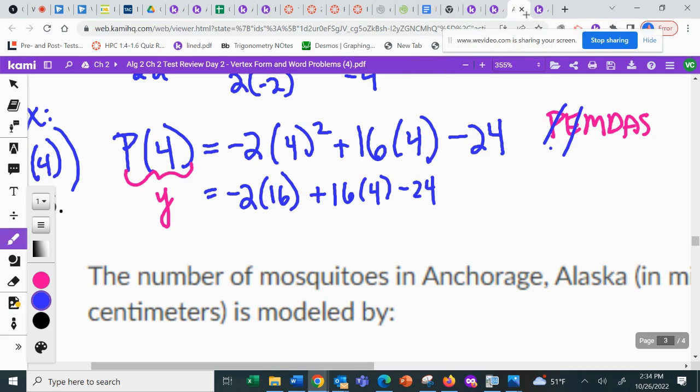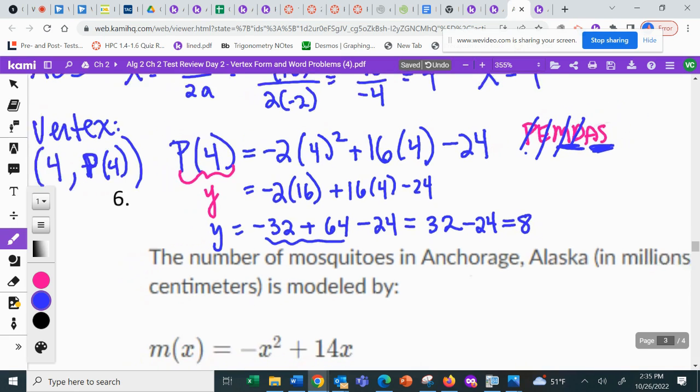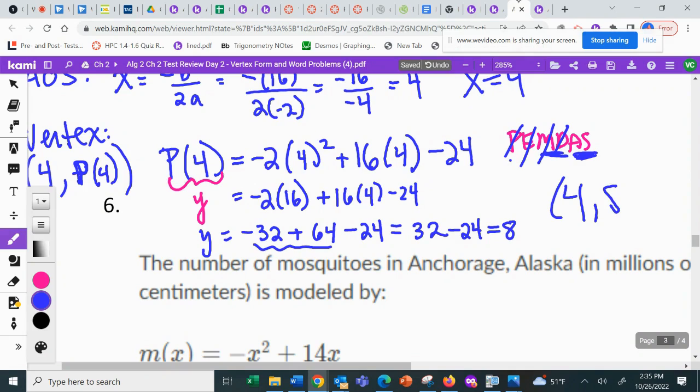After exponents, we've got multiplication or division from left to right. So I come to multiply first, that's negative 32. I come to another multiply, 64, and then just minus 24. So I've used multiplication and division. I'm now at addition and subtraction, left to right. First negative 32 plus 64 is positive 32. Then subtract 24, and I get 8. So my vertex is at 4, 8.